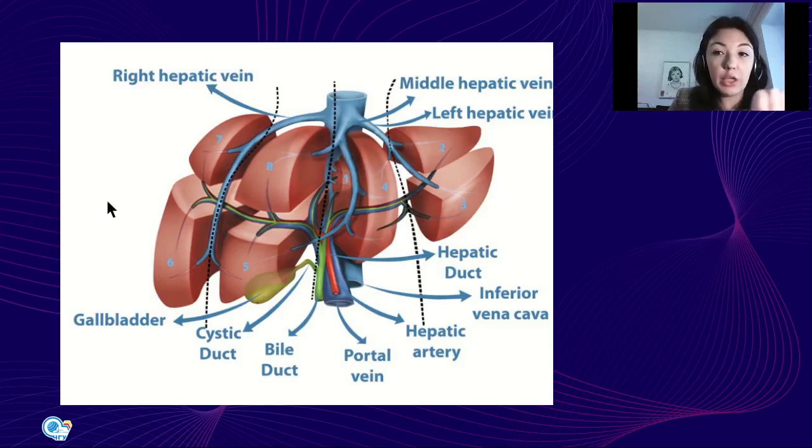So the direction of venous drainage and branching of venous drainage does not correspond to blood supply and outflow of the bile. Please memorize it.